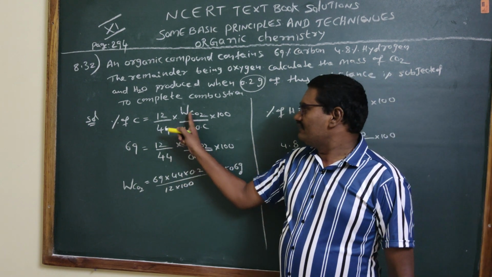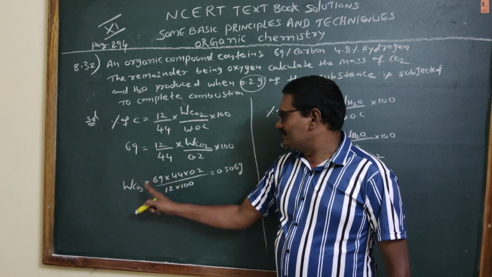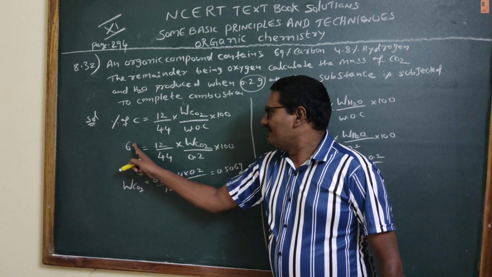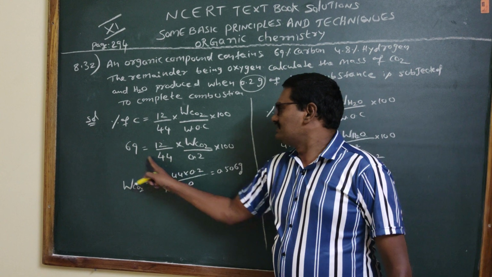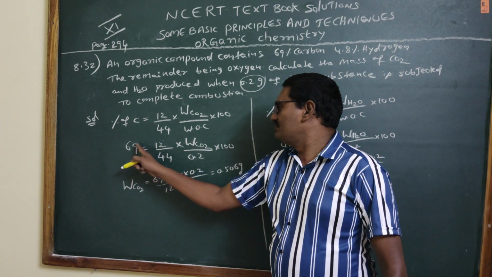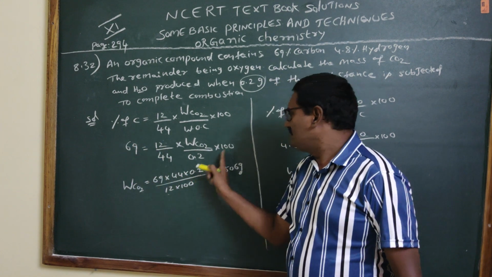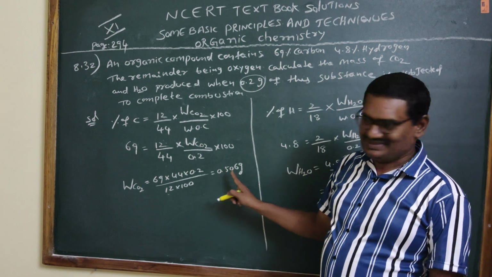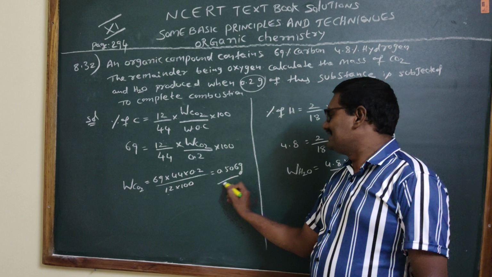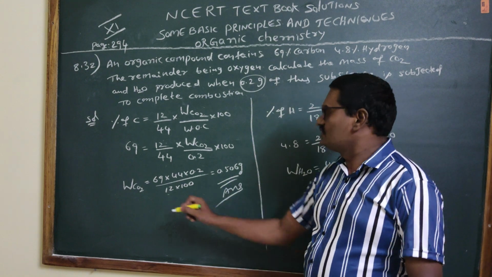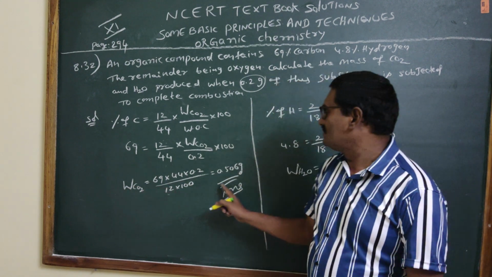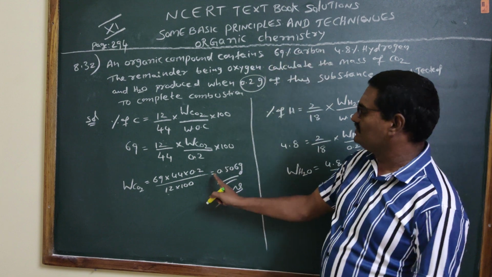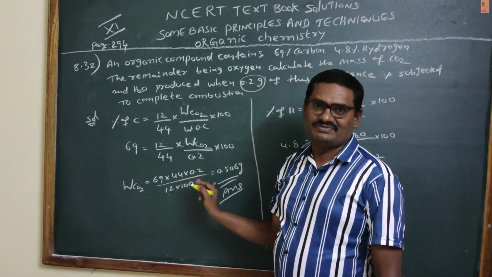Then the weight of CO2 is equal to 69 into 44 into 0.2 by 12 into 100. So the total value is 0.506 grams, that is the answer. So the mass of CO2 is equal to 0.506 grams.